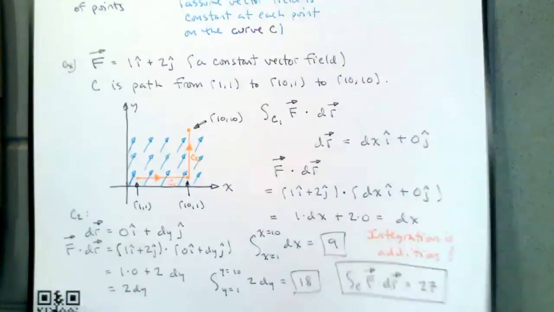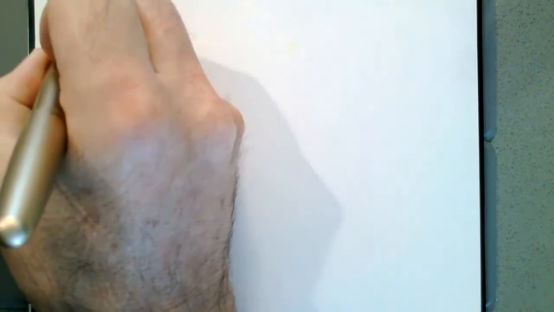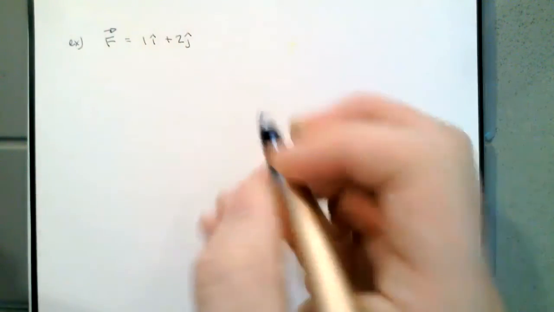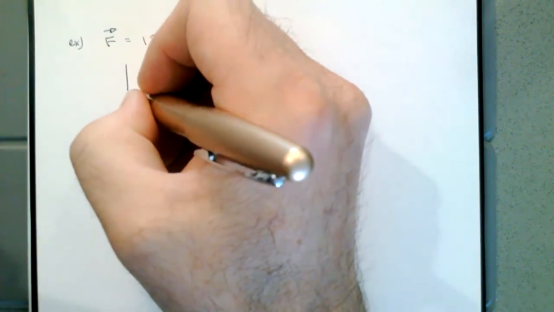So let's suppose that we complicate things, but not too much. Let's keep this constant vector field. I like to keep things nice and simple. 1i plus 2j. So let's keep this same vector field.